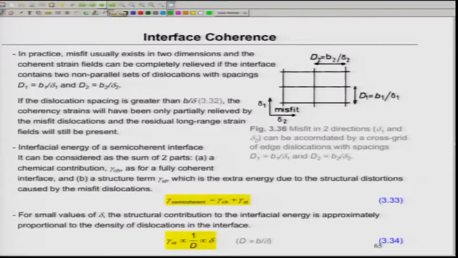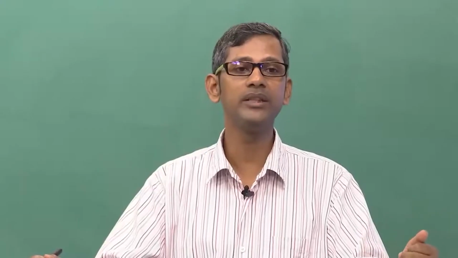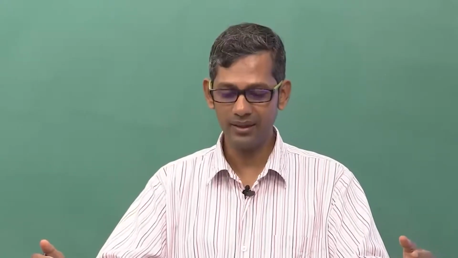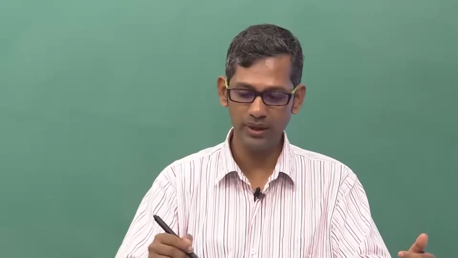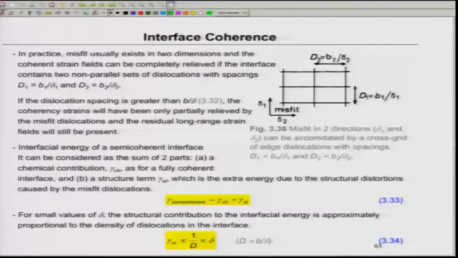So, the coherency strain field can be completely relieved, and to relieve that we need 2 sets of dislocations. One set of dislocations along the x axis, the other set of dislocations along the y axis. That is what is shown here. This is along x and this is along y. That is shown as delta 1 and delta 2, because in both the directions the lattice planes may not be perfectly matching, there will be misfits, and therefore, based on the misfits we need 2 sets of dislocations.